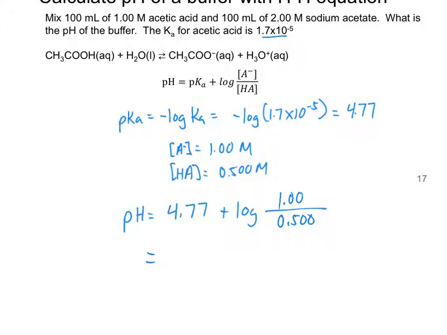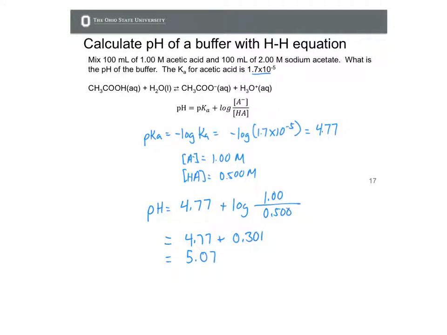Okay, so I end up with 4.77 plus 0.301. And I end up with the pH equal to 5.07. Just like on the last problem, but we didn't have to set up an ice table. You like that better? So you will be given the Henderson-Hasselbalch equation on the exam. Okay, so it's only used for buffers. Keep that in mind. Doesn't work for every weak acid-base problem.